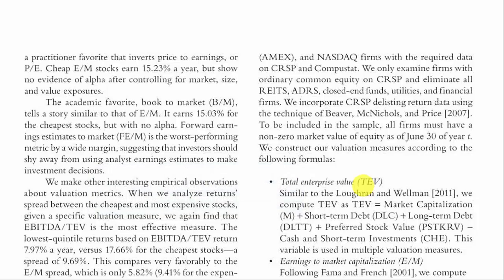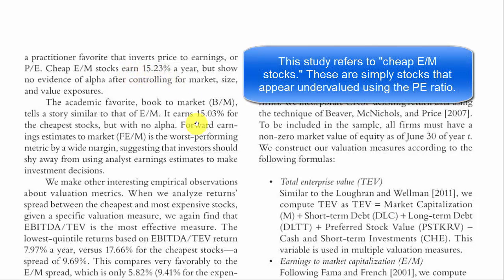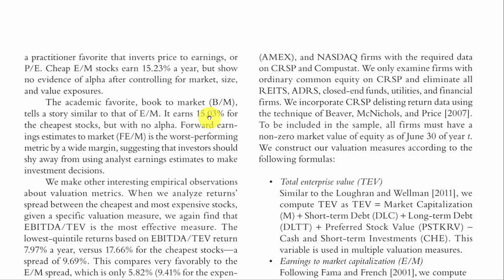How did that 17.66% return compare to other metrics? Well, a cheap earnings to market price portfolio provided a 15.2% return, and when you looked at the book to market portfolio, it basically provided a 15% return. Neither of these had alpha. So this total enterprise value to EBITDA multiple really does a nice job of providing a good return.